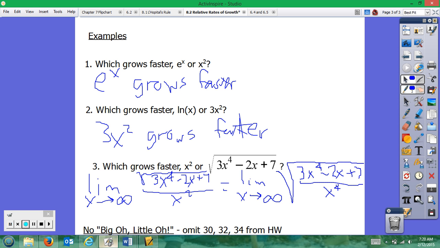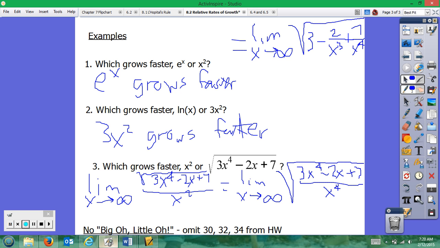Another way for this one that you'll commonly see it done though is just term by term dividing by x to the fourth, since there's a single x to the fourth. So you'd have the square root of, well, 3x to the fourth over x to the fourth is 3, minus 2 over x cubed in the middle, and then plus 7 over x to the fourth. Well now, if x is approaching infinity, the middle one goes to 0, the last one goes to 0, you're left with a square root of 3, and that's your answer. Square root of 3.